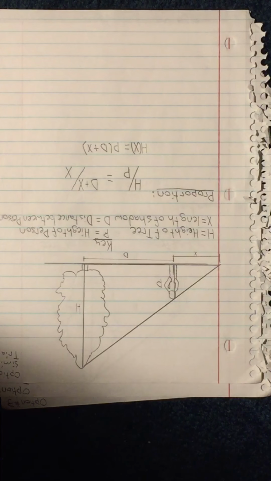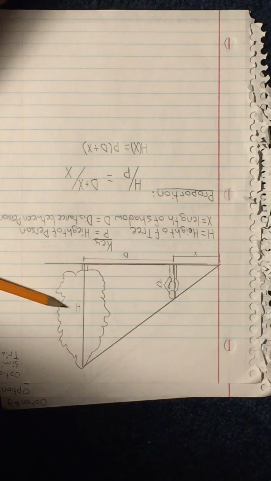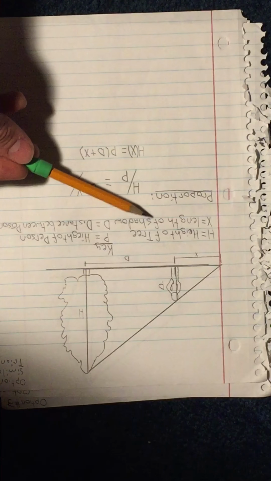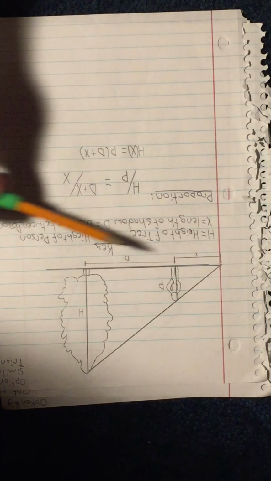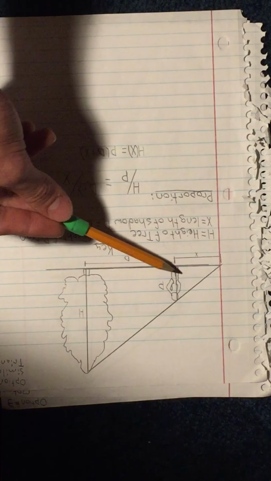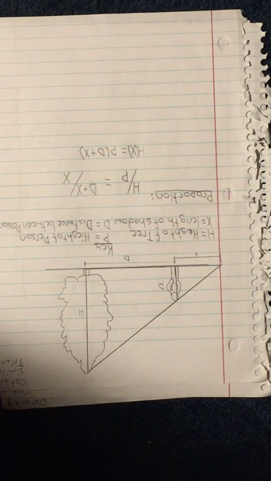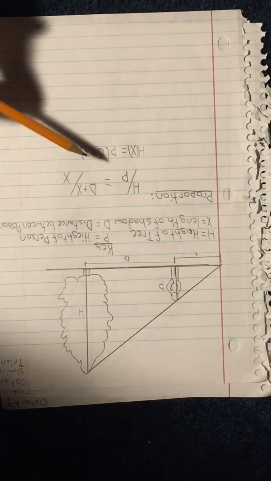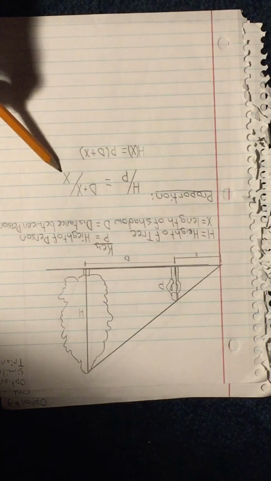So the first method that we're going to use is similar triangles. As you can see in the diagram, H stands for the height of the tree, P stands for the height of the person, X stands for the length of the shadow, and D stands for the distance between the person and the tree. The proportion we are going to use is quite simple. It's H over P equals D plus X over X.